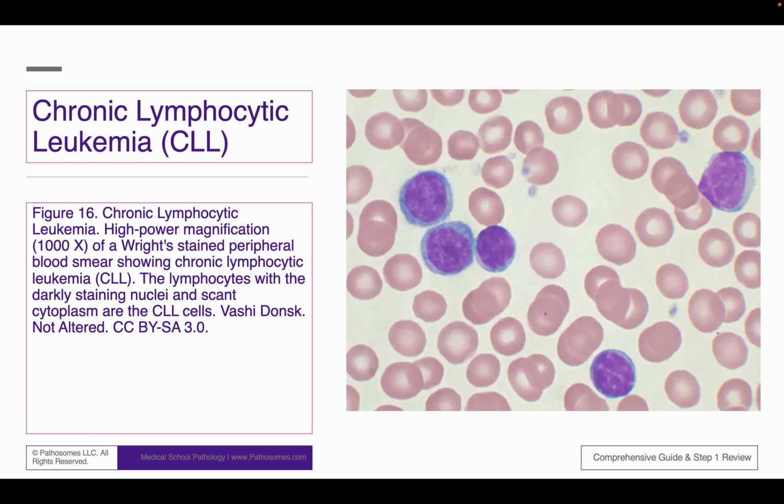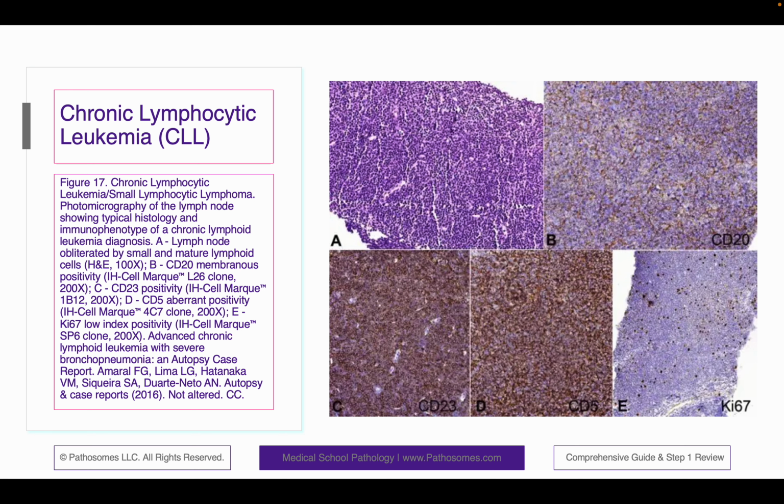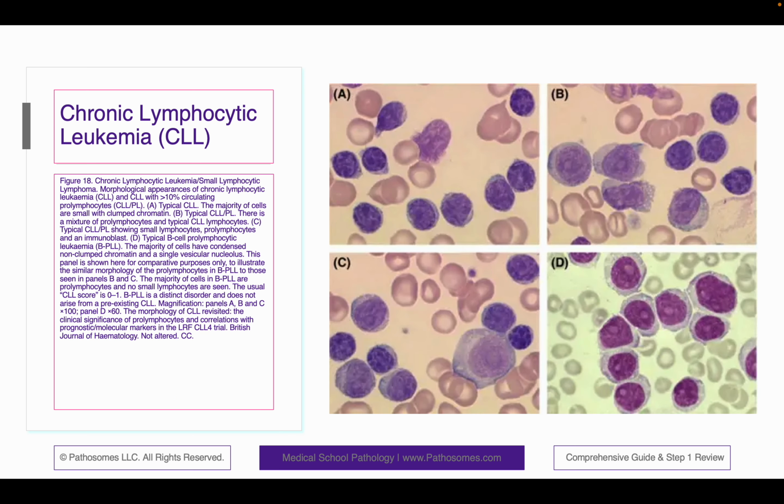Here we have chronic lymphocytic leukemia at high power. And again, I'm making sure you got this. I'm making sure it hits home. We have CD20, CD23, aberrant CD5 expression, and a low Ki67 proliferation index. You know what this is? CLL. You got it.